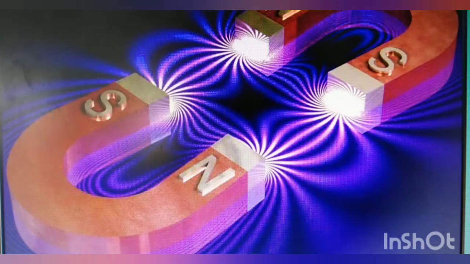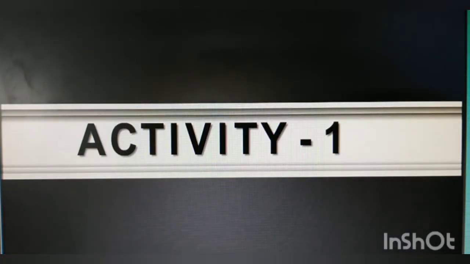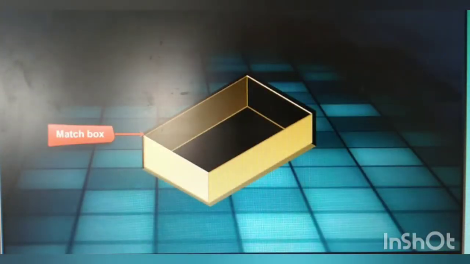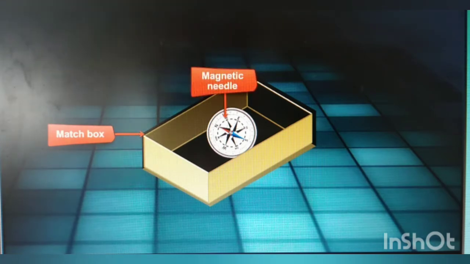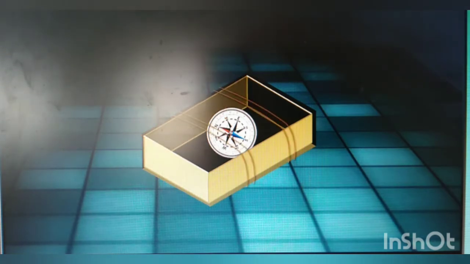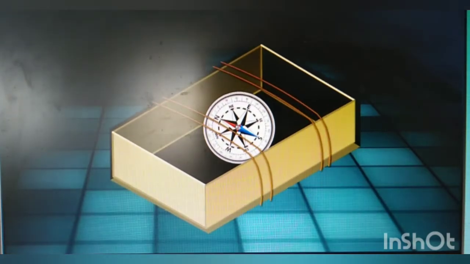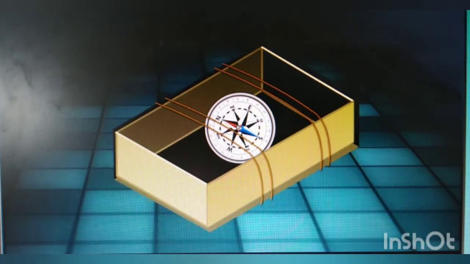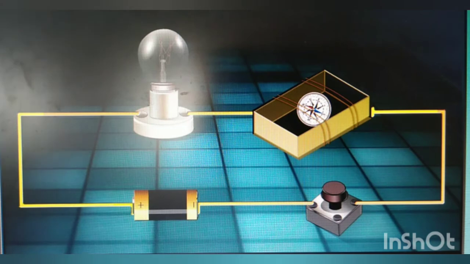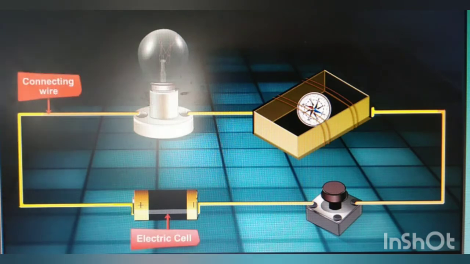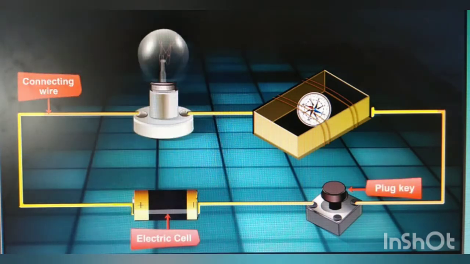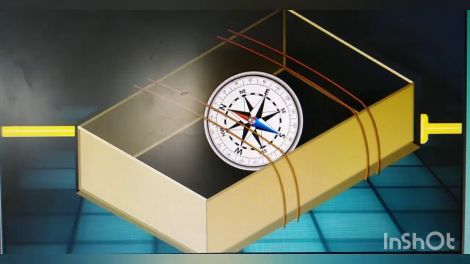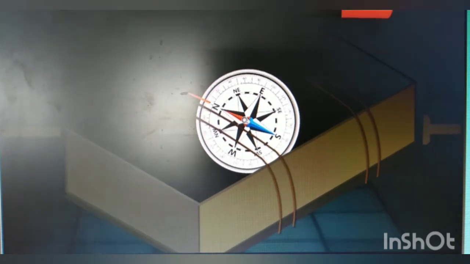So here is the first activity. Take the inside tray of a used up matchbox. Place a small magnetic needle inside the tray. Now take a long connecting wire and wind it around the tray. Complete the electric circuit by connecting this wire, electric cell, plug key and bulb as shown in the figure. Now mark the position of the magnetic needle. Take a bar magnet near to the magnetic needle. Now what do you observe?